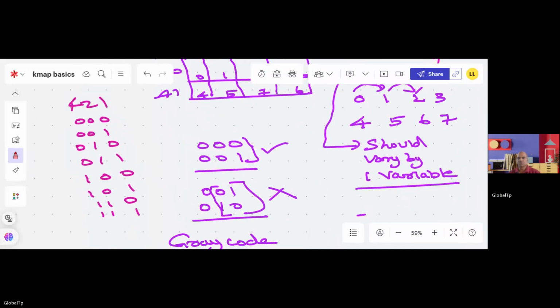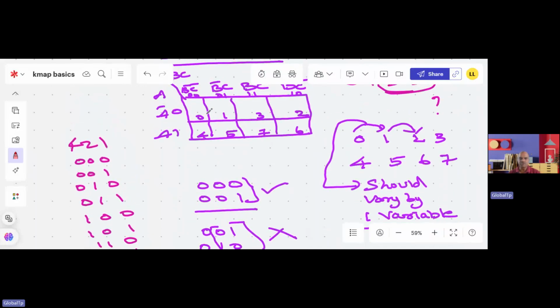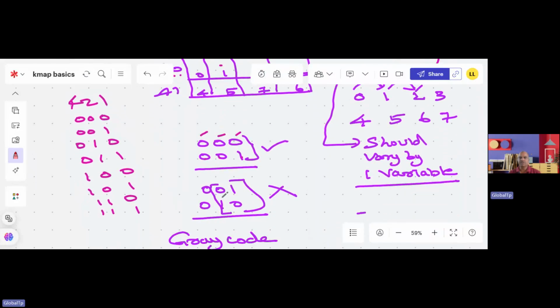That is the rule. So if I compare 0 and 1, what happened? See here 0, 0, 0, and then the next cell 0, 0, 1. If I compare these two, the first 0 is common, and this 0 is also common, both are equal. But you can see this last one is 0 and this one is 1. So how many variables differ in this condition? Only one variable. That is the logic of the Karnaugh map. So we can use it here.